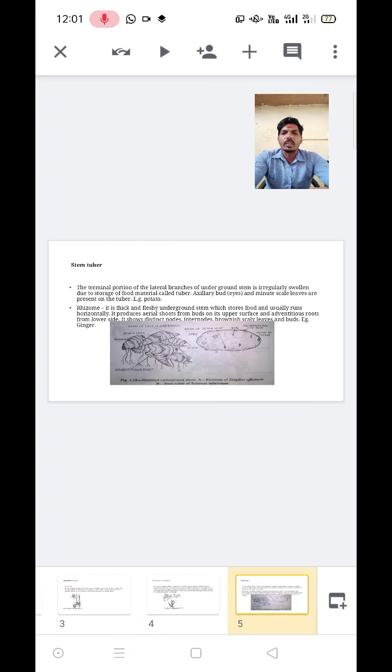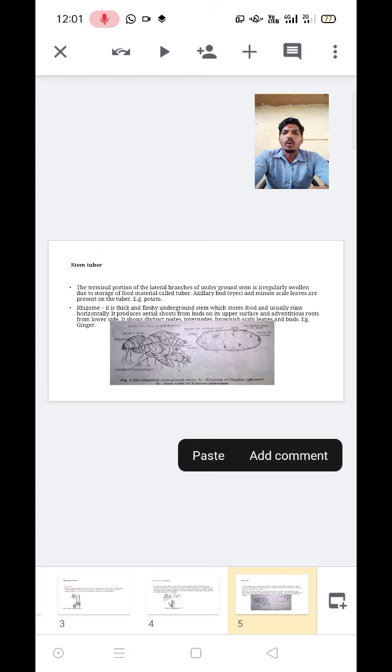Another modification of the stem is the stem tuber. In a stem tuber, the terminal portion of the lateral branches of an underground stem is irregularly swollen due to the storage of food material. That type of structure is called a tuber. Axillary buds, also called eyes, and minute scale leaves are present on the tuber. A general example is the potato.